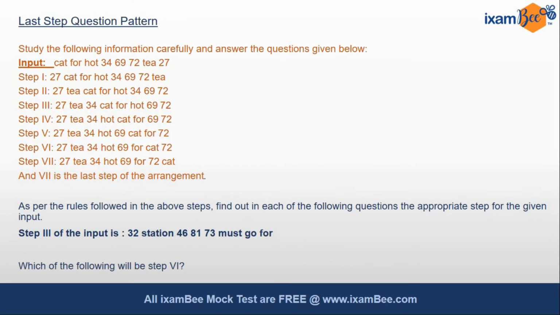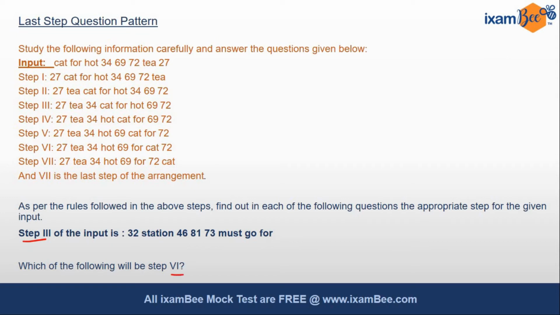Now friends, the same pattern continues here. We have to just see the question. As per the rules followed in the above steps, find out in each of the following questions the appropriate step for the given input. Step 3 of the input is given. The whole input is not given, only step 3. Which of the following will be step 6? So the third is given, and we have to find out the sixth step.